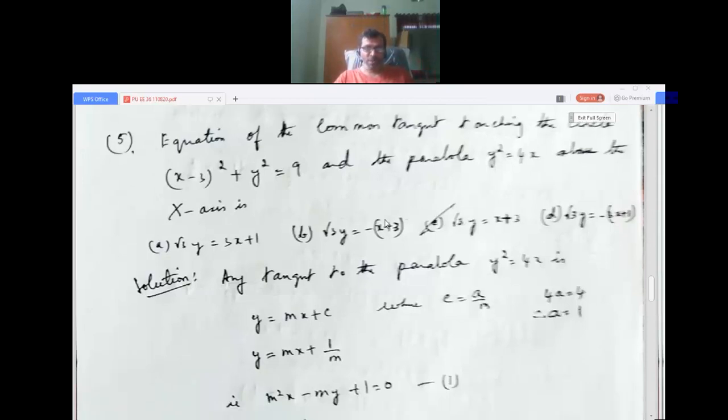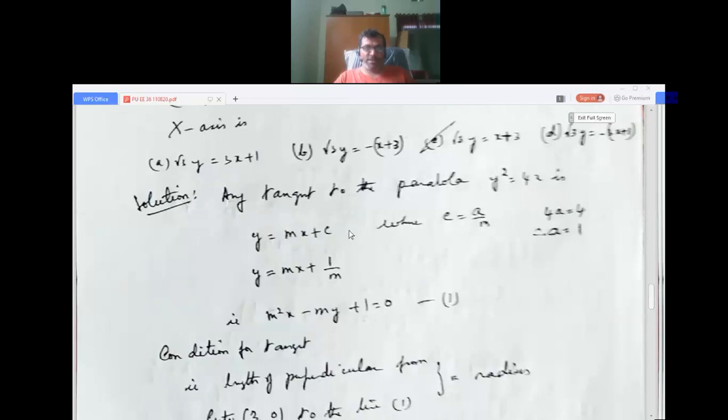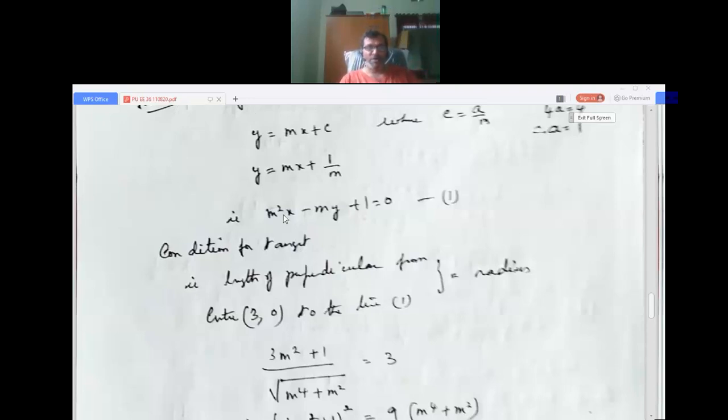Okay. Now here I am using this theory, the fundamental, so that you'll understand. Any tangent to the parabola y squared equals 4x is y equals mx plus c, where c is a by m. Very important derivation is there. Comparing with the standard form y squared equals 4ax, 4a is 4, so a is 1. So c is a by m, y equals mx plus 1 by m. If you take LCM, multiplying by m each term, we get m squared x minus my plus 1 equals 0.